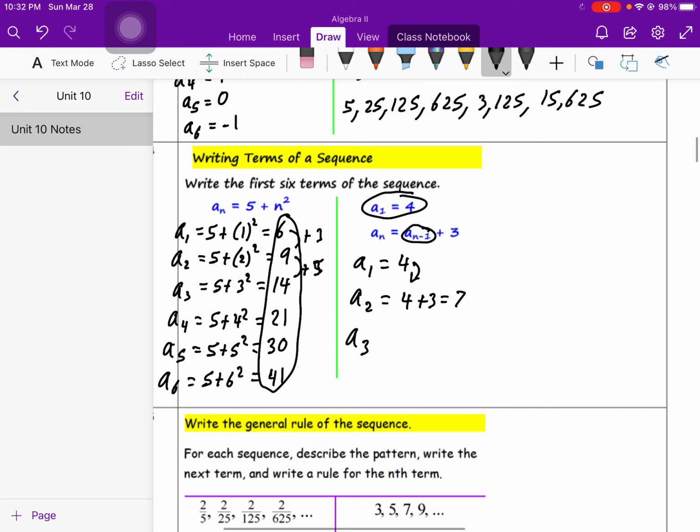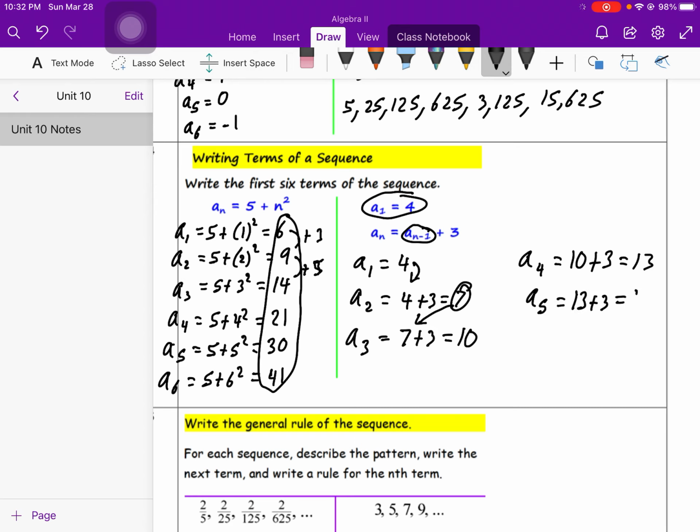And then a of 3, now that is the new previous term. So it's going to be 7 plus 3, which is 10, and so forth. And we just continue with this pattern. So a of 4 would be 10 plus 3, which is 13. A of 5 would be 13 plus 3, which is 16. Notice every time we're going back, it requires part of the previous answer. And then a of 6 would be 16 plus 3, which is 19.